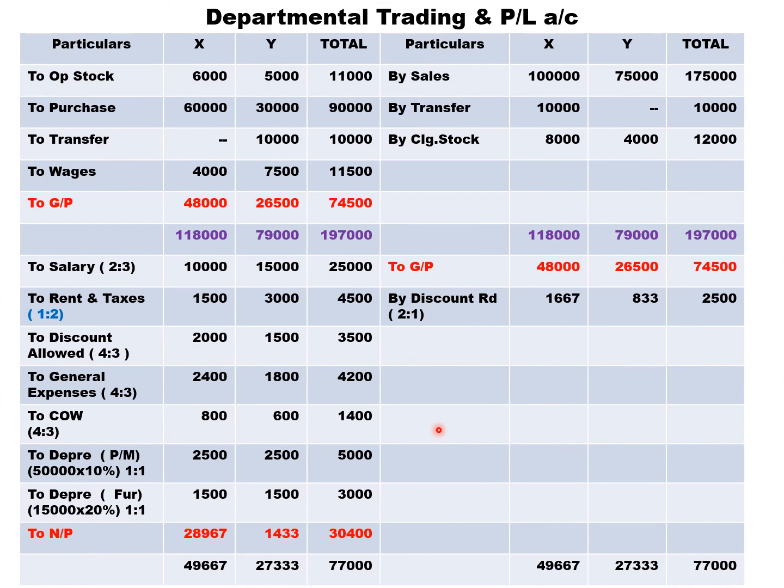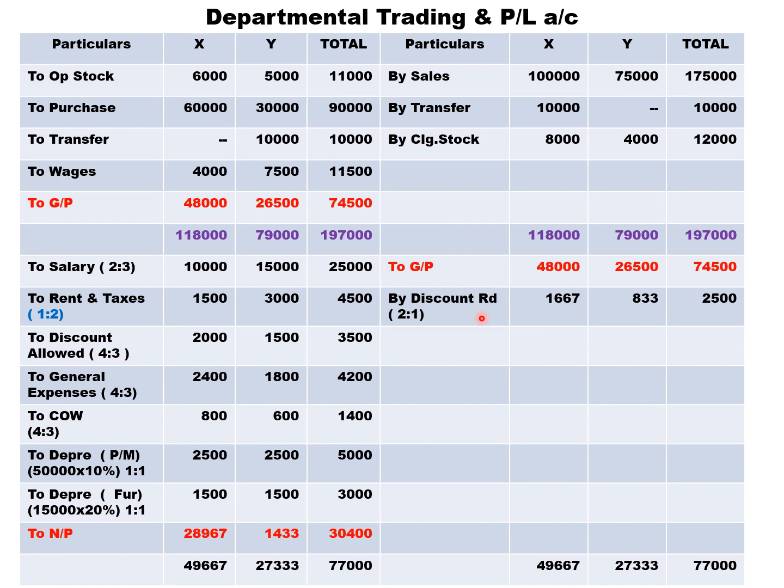And this is the departmental trading and PL account, students. Take opening stock as given in the question, purchases as given in the question, and then you should take transfers. Y is the receiving department, debit; X is the giving department, credit. Then wages as given in the question, then sales as given in the question, closing stock as given in the adjustments. So you get a gross profit of 48,000, 26,500, 74,500.